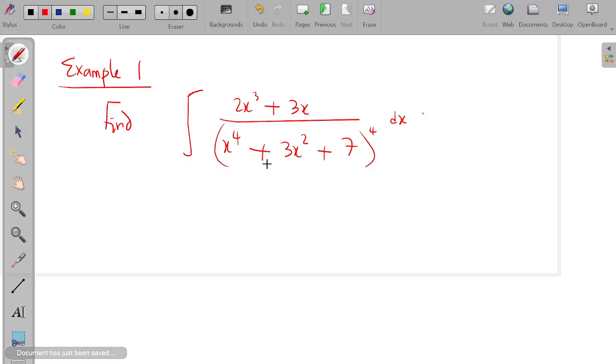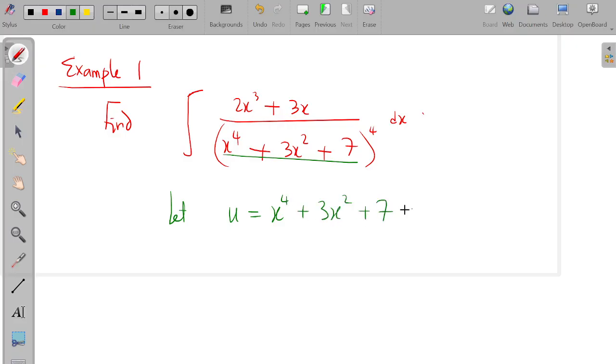Here again, we can see that this has x raised to the power 4, but the numerator has x raised to the power 3. So it's good to make this one our u, because by the time we differentiate, we're going to be getting something up to this power. So let u be x^4 + 3x^2 + 7.